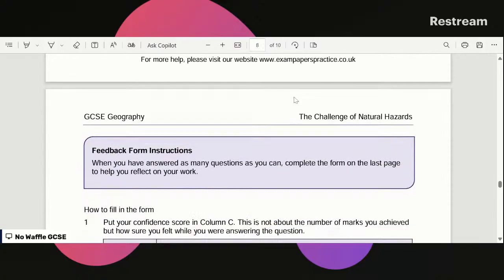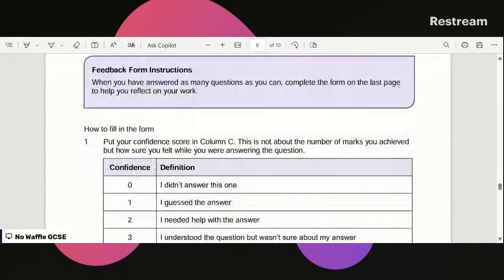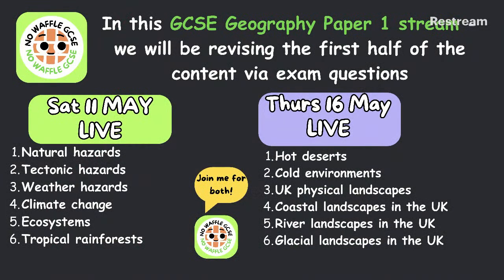Okay. And that is it for this topic. So we're now on to tectonic hazards, which we actually spoke about a little bit in this document. So get some extra practice.